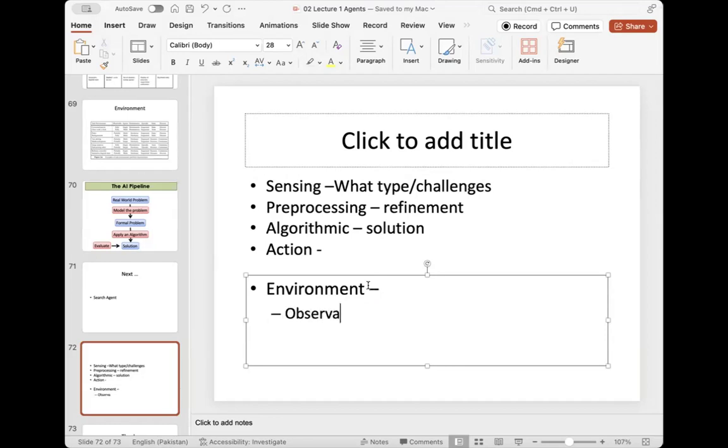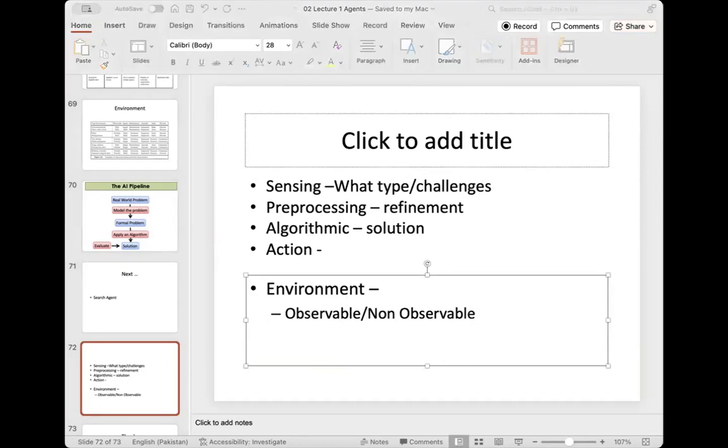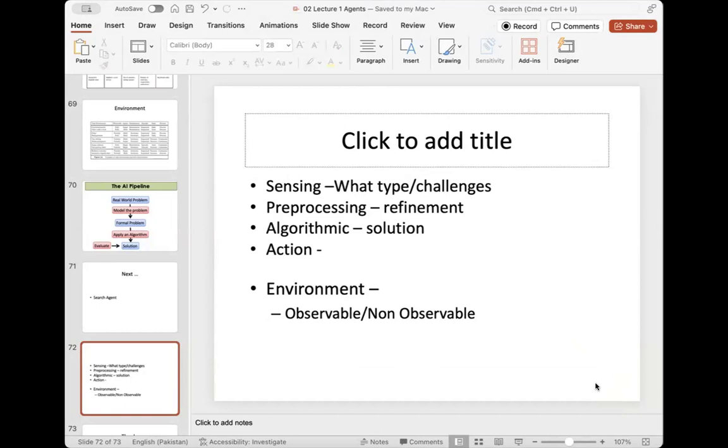Let me tell you the first type of environment. The first type of environment is what we call an observable environment. And the opposite of that is non-observable. The environment is either observable or non-observable. Now, what would you mean by that? Observable, it's very clear from the name, is something that you can observe, and non-observable is something that you cannot observe. That is primarily the difference between the two.